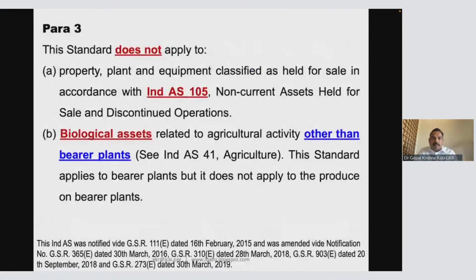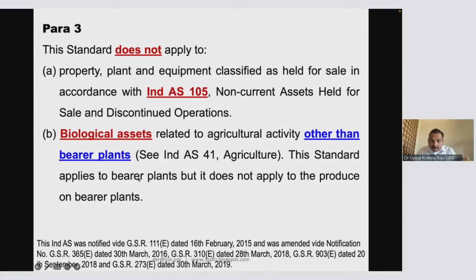This standard does not apply to PPE which is held for sale. So go to IndAS 105, because it is retired from use. Biological asset other than bearer plant, because bearer plant will come under IndAS 16. We saw even Tata Coffee Limited's balance sheet yesterday. So that will consider bearer plant as a biological asset coming under IndAS 16.